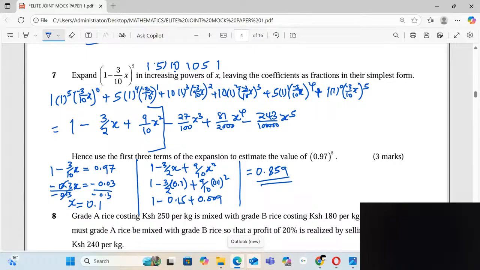So you get now your 3 marks. That is how you arrive at your 3 good marks.